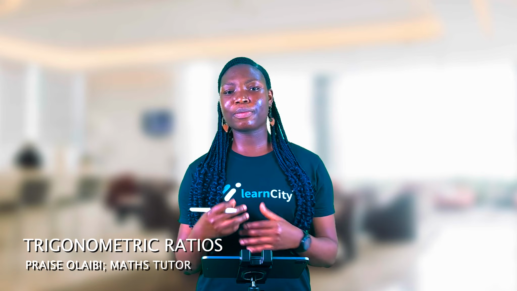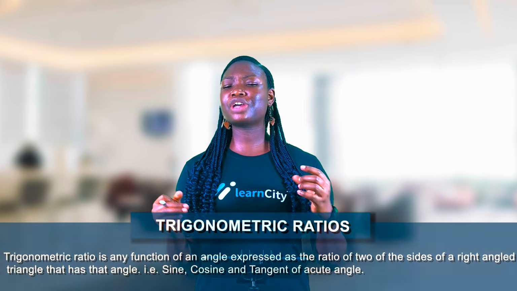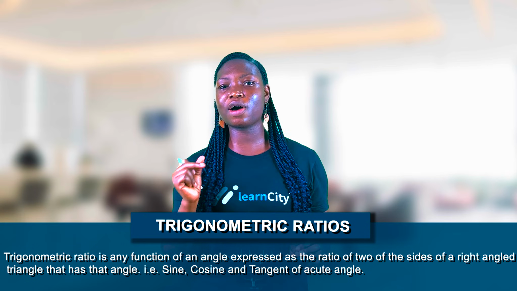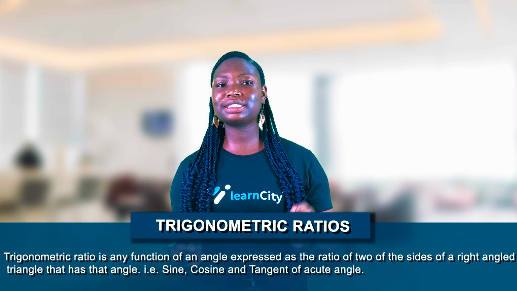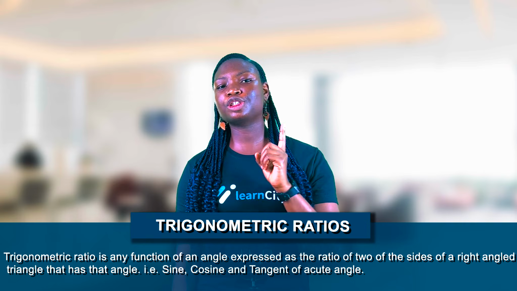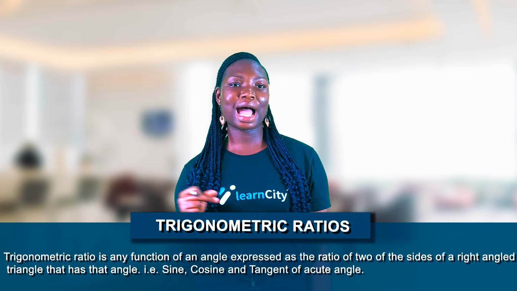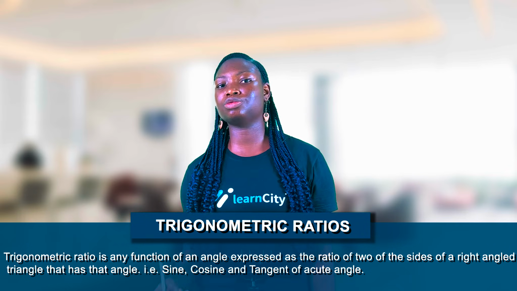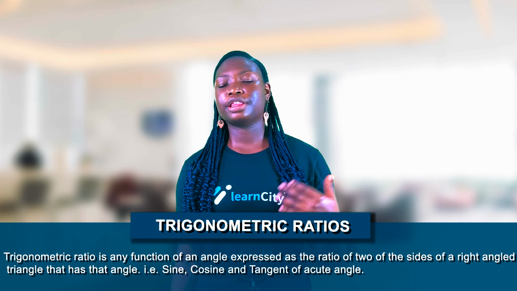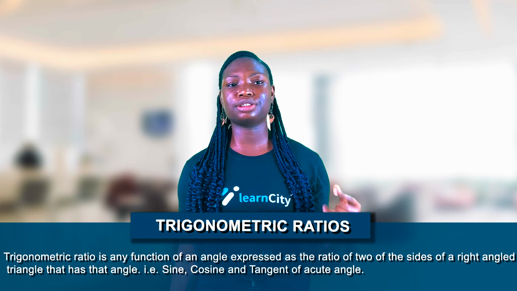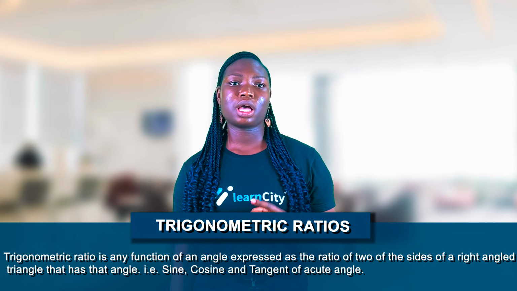Now, what is a trigonometric ratio? A trigonometric ratio is any function of an angle expressed as the ratio of two of the sides of the right angle triangle that has that angle, e.g. the sine, the cosine, and the tangent of an acute angle.